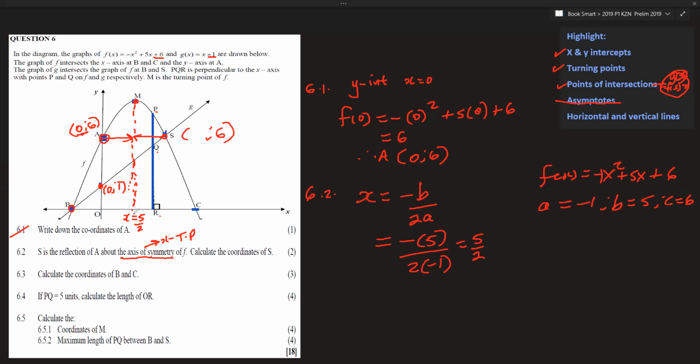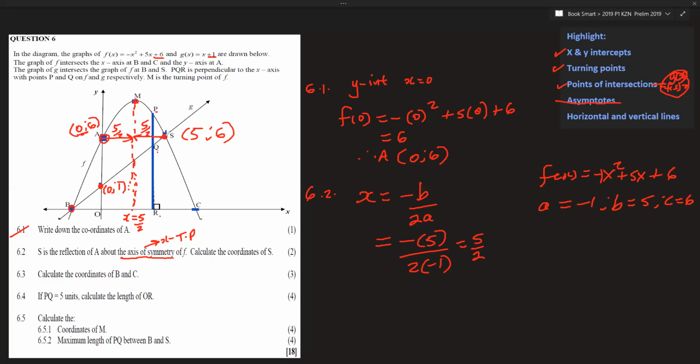Here I have 0 and here I have 5 over 2, which means the distance from here to here is 5 over 2. So on this side I must also add 5 over 2, which makes it 5 over 2 plus 5 over 2, which is going to be 5.